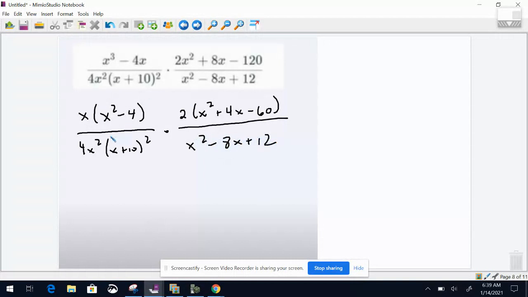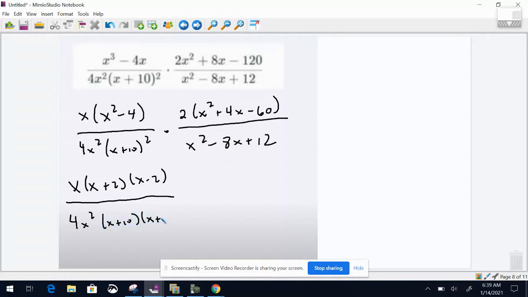So I'm going to look at each individual top and bottom, numerator and denominator, see what I can factor here. So at the top of the first fraction, I can take the difference of two perfect squares, x plus 2, x minus 2. On the bottom here, I'm just going to rewrite this out as x plus 10 squared means x plus 10 times x plus 10. You don't have to do that as long as you know that x plus 10 squared means that there's two of them. On the top, on the second fraction, I'm going to find two numbers that multiply to negative 60 and add to positive 4. So it would be x plus 10, x minus 6. And on the bottom, two numbers that multiply to 12 and add to negative 8 would be x minus 6, x minus 2.